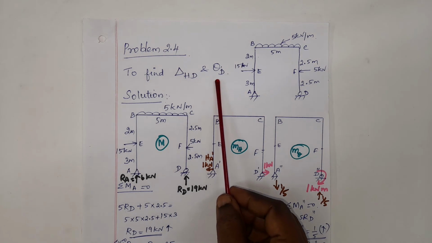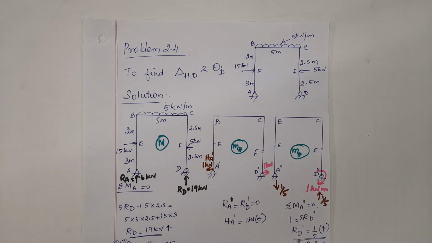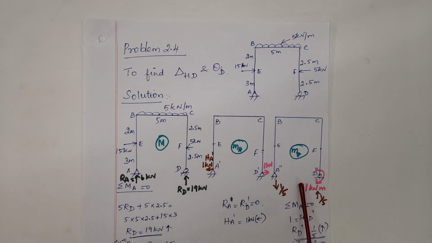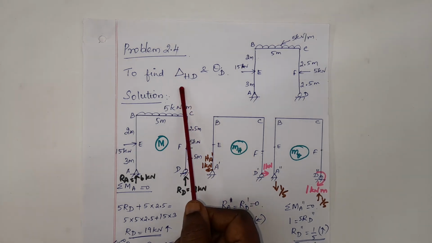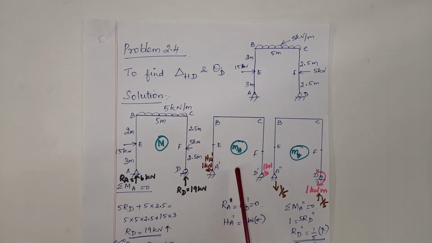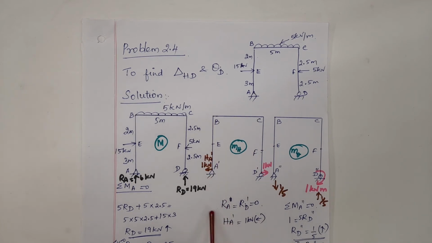Next, to find theta D, a unit moment has to be applied at D. It can be in clockwise or anti-clockwise direction. To begin with, let us assume a horizontal load at D in the positive x direction and a moment in the clockwise direction. So capital M expressions are written for the given loading. MH expressions are written to find delta H. So this is written with only, note the word, only a unit load at D and devoid of all the loads in the given frame.